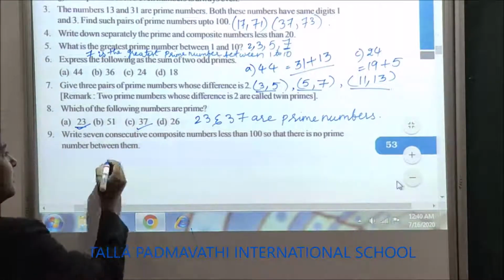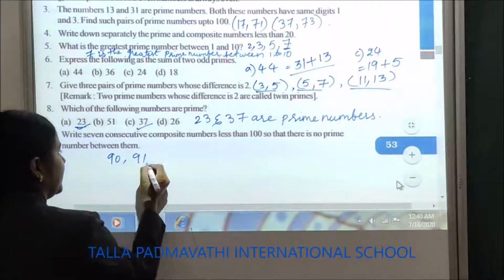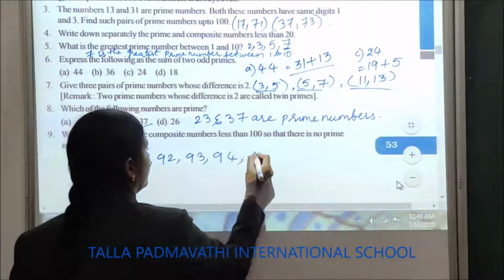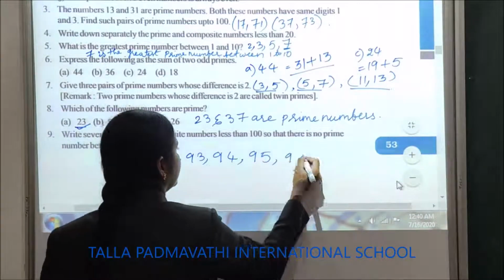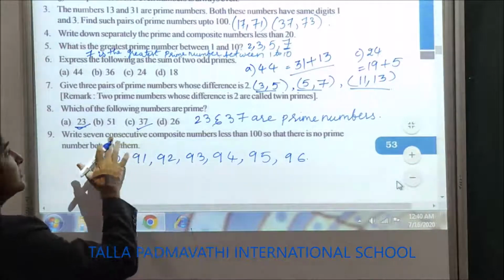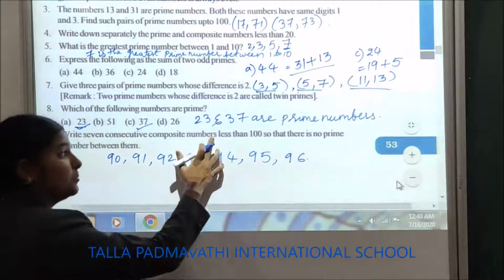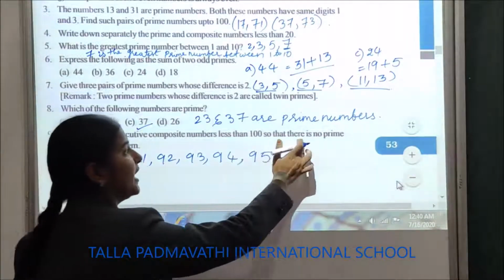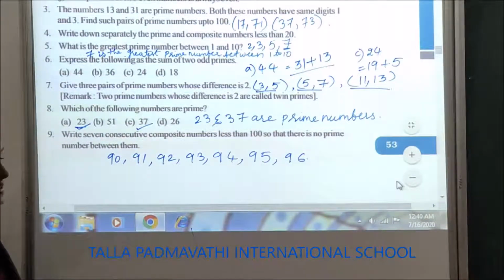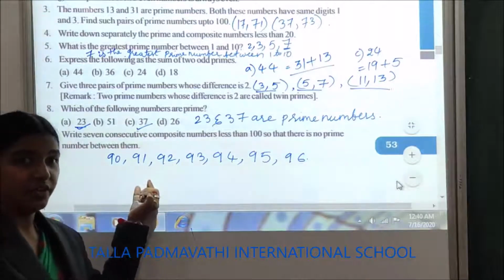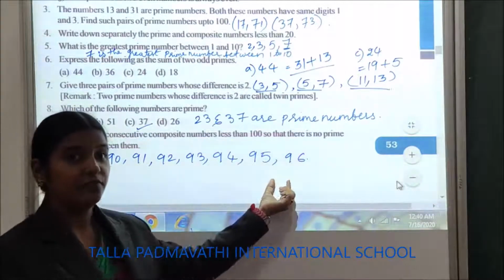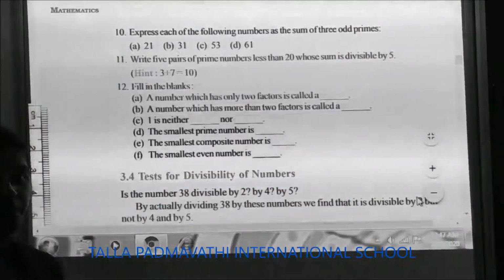So here if you observe the numbers from 1 to 100, between the prime numbers, the 7 consecutive numbers are 90, 91, 92, 93, 94, 95 and 96. So these are the 7 consecutive composite numbers less than 100 so that there is no prime number between them.